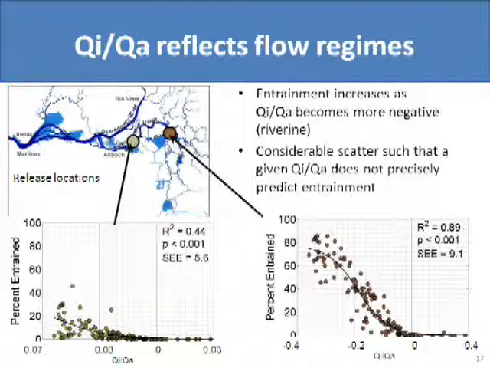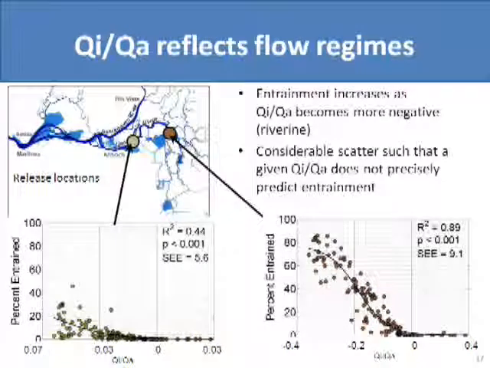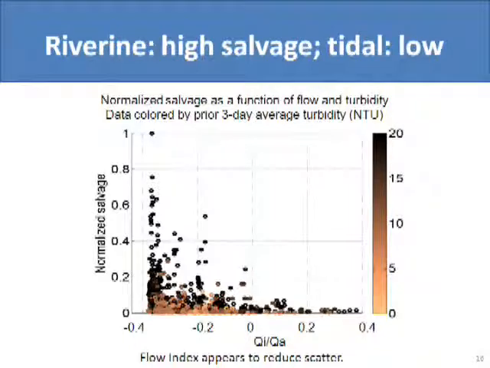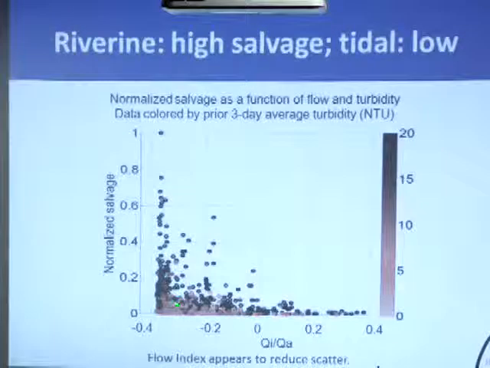Do you see this in the fish salvage data? Yes, you do as well. When you're down in this region, which is very riverine-like, you get lots of salvage. I'll explain these data in a minute. When you get out into the more tidal regime, even when the net flow is the wrong way, you still get salvage waves because another dynamic is going on with the tides. So you can use this parameter to kind of see where you are. Probably a good thing is to avoid this area, especially when there's high turbidity.